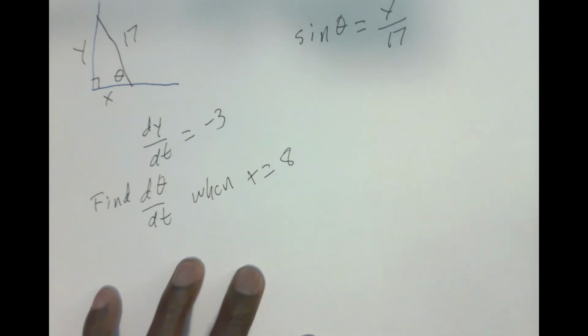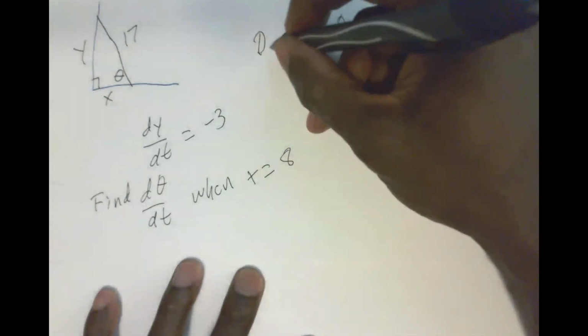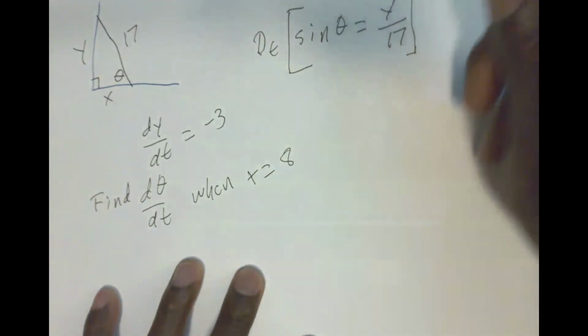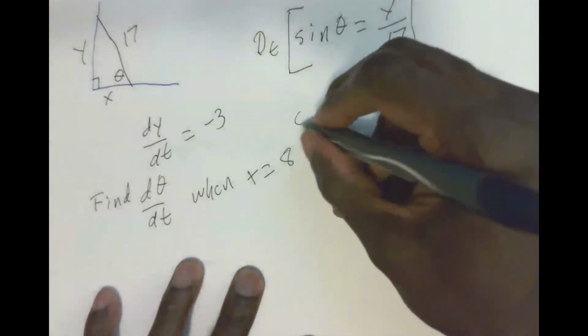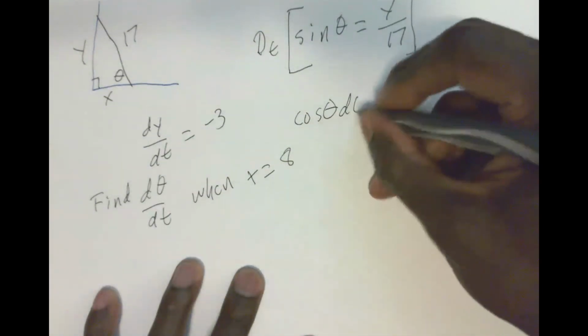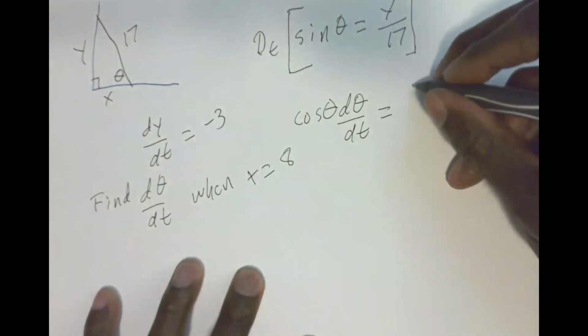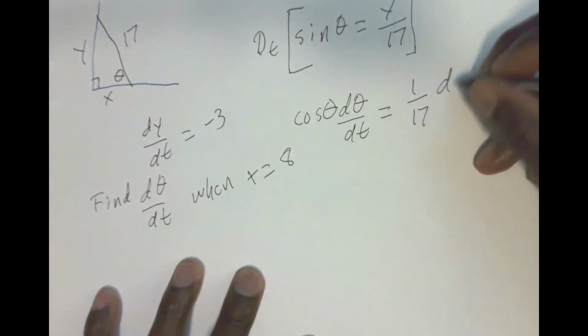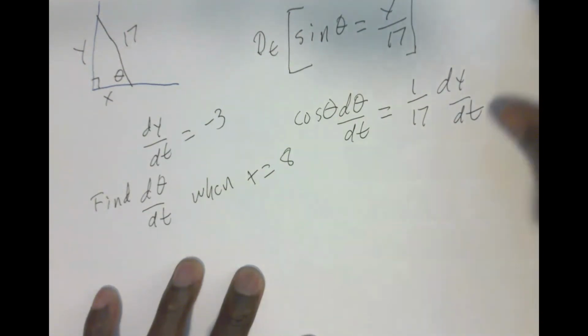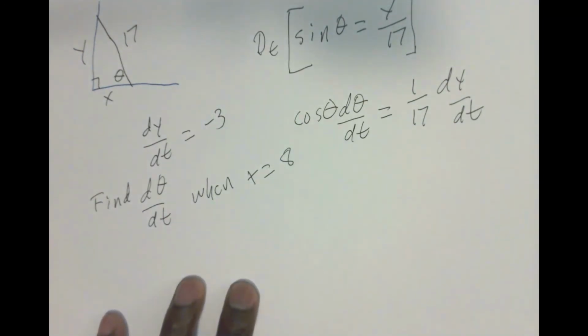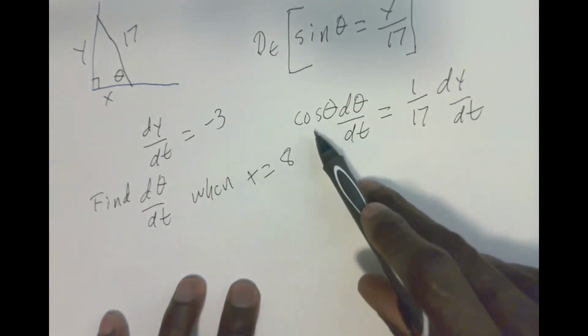And again, once we find a way to relate the variables, we take the derivative with respect to time. The derivative of sine theta is cosine theta d theta/dt. And the derivative of y over 17 is 1 over 17 dy/dt. They want us to find d theta/dt, so let's see if we know everything we need to plug into this. So, cosine theta.